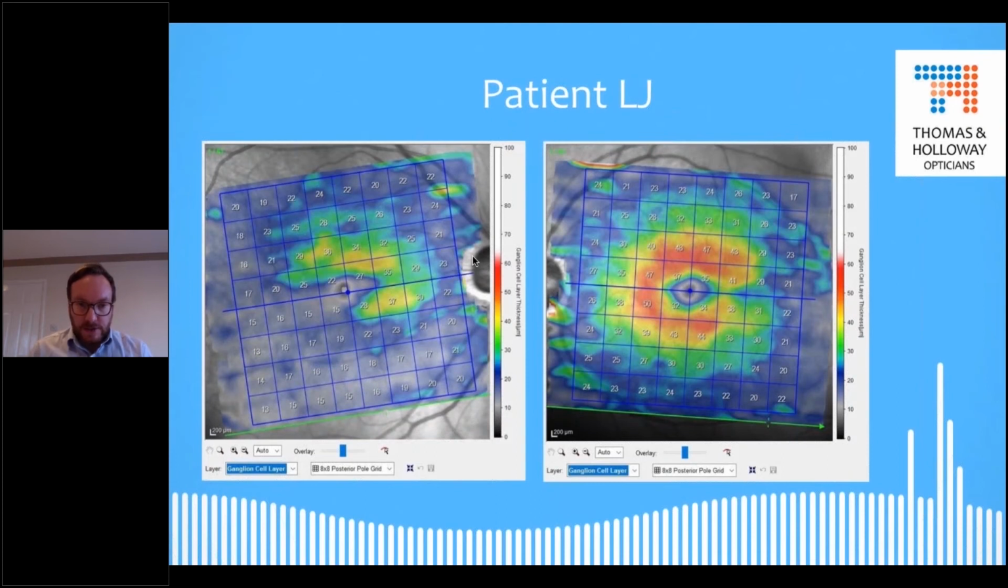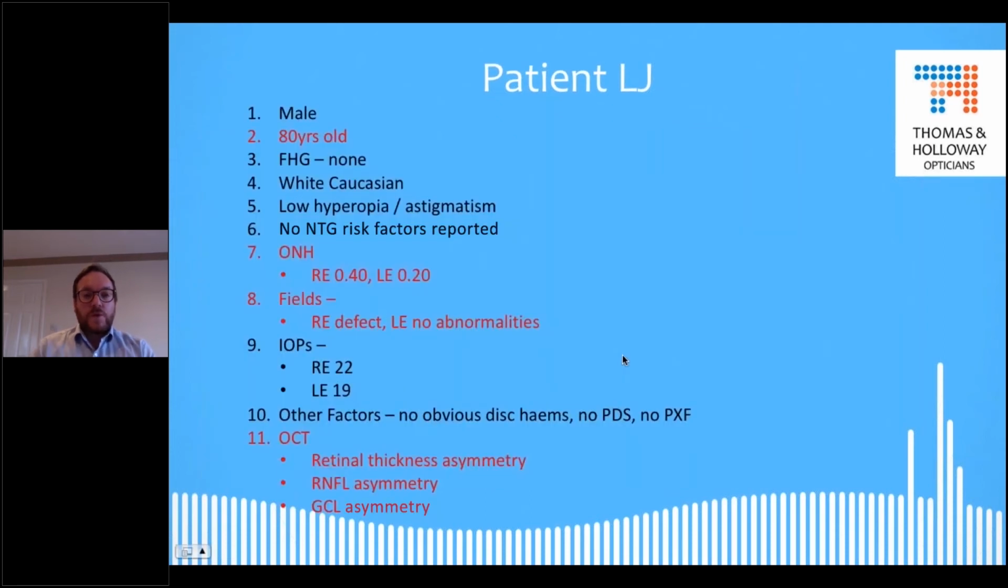When we look at the ganglion cell layer complex, we can see a very, very different story. We're not quite at the papillomacular bundle sparing that Tim showed in his worst case slide on the introduction, but we can again see that we've got a very, very significant asymmetry here. So what have we got? We've got an 80-year-old patient with asymmetric optic nerves, a visual field defect in the right eye, and OCT is basically adding to those factors, confirming that there's retinal thickness asymmetry, RNFL asymmetry, and GCL asymmetry.